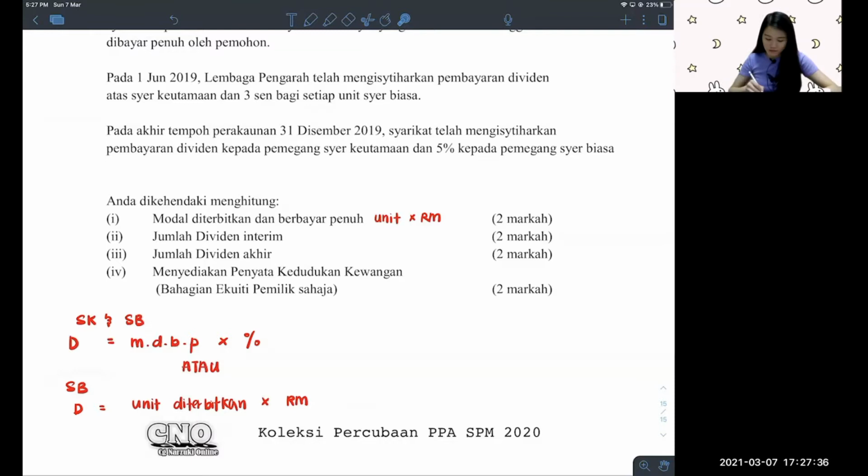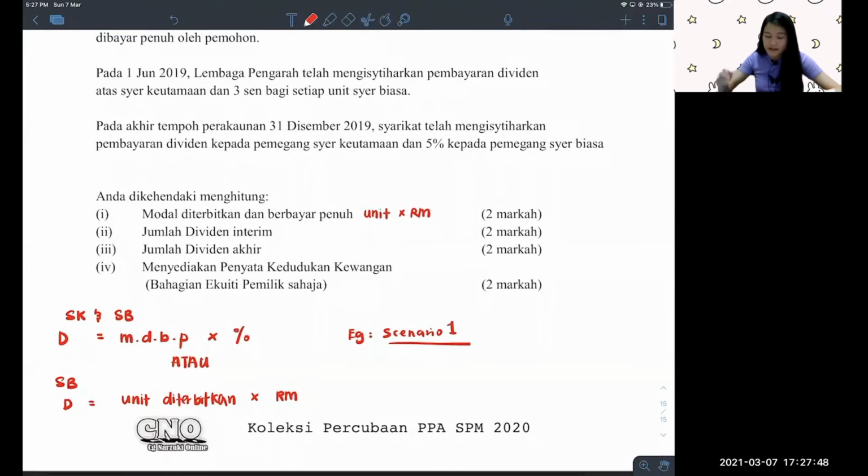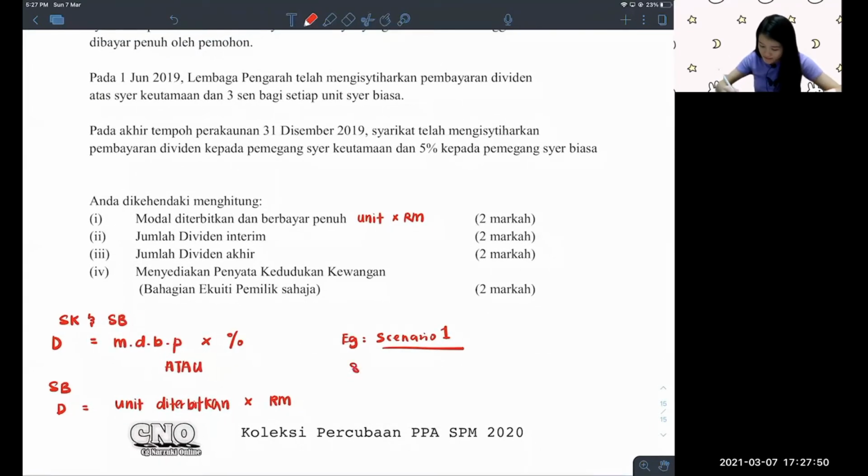So the troublesome one is who? Share keutamaan. So I give you guys an example. Now, share keutamaan has two scenarios. Scenario number one is that SK is 8%. So they tell you, dividend interim dibayar kepada SK ialah 6%. So what you do, just take modal diterbitkan dan berbayar penuh times 6%.